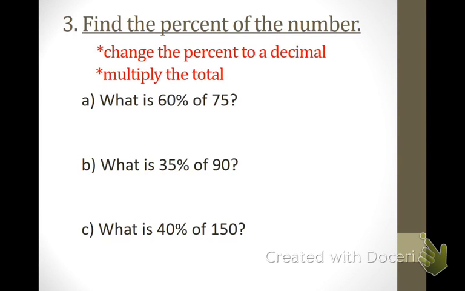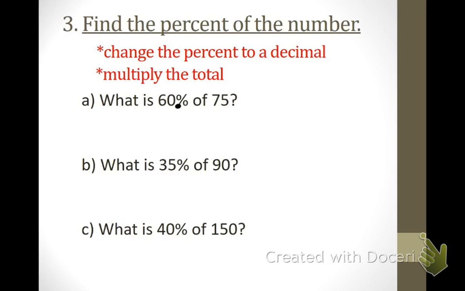Here we go. Find the percent of the number. When we're finding the percent of the number, there are 2 steps you want to do. First thing you're going to do is change that percent to a decimal, and then you'll multiply the total together. So it says, what is 60% of 75? How do I change 60% to a decimal? Move it over 2 times. Put the decimal in the back and move it. It's as if the decimal is right there because decimals are always at the end.